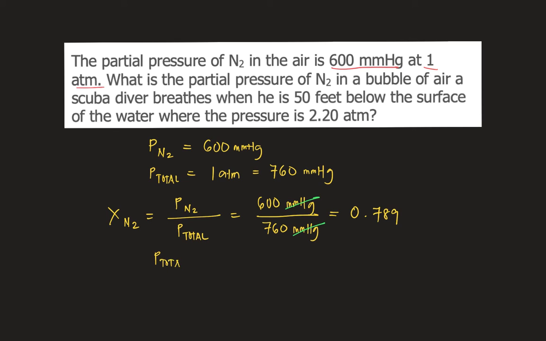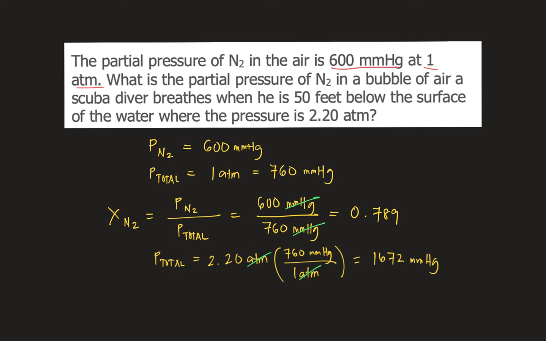So the total pressure is 2.20 atm. If we convert 2.20 atm into mmHg, we know that 1 atm is equal to 760 mmHg. The atm would cancel, and the total pressure is equal to 1672 mmHg.